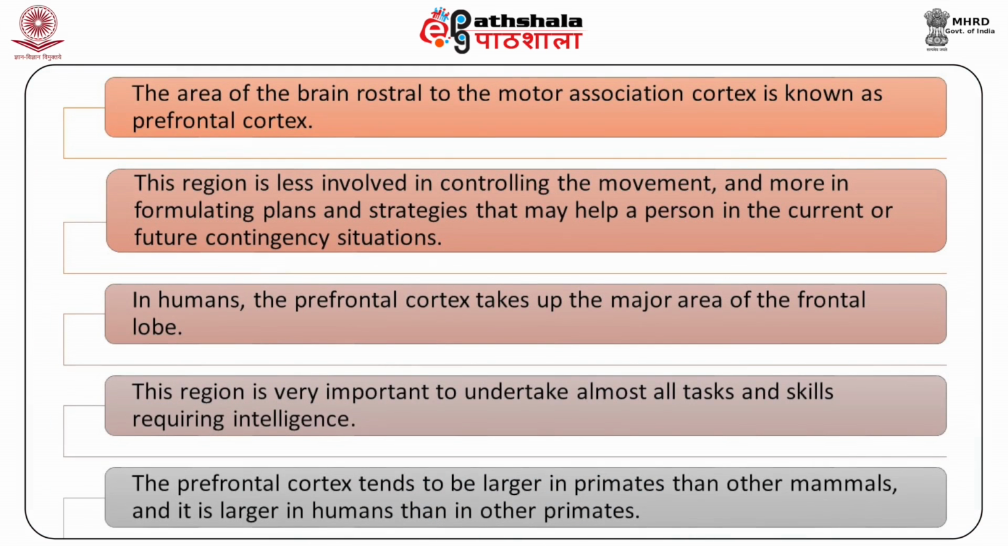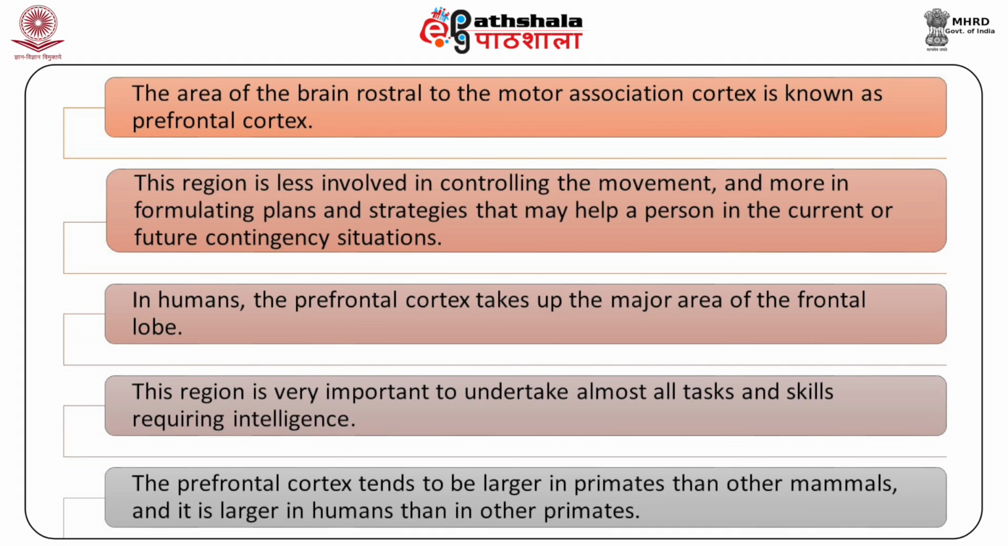The extrapyramidal system, however, is polysynaptic. Prefrontal cortex. The area of the brain rostral to the motor association cortex is known as prefrontal cortex. The region is less involved in controlling the movement and more in formulating plans and strategies that may help the person in the current or future contingency situations.